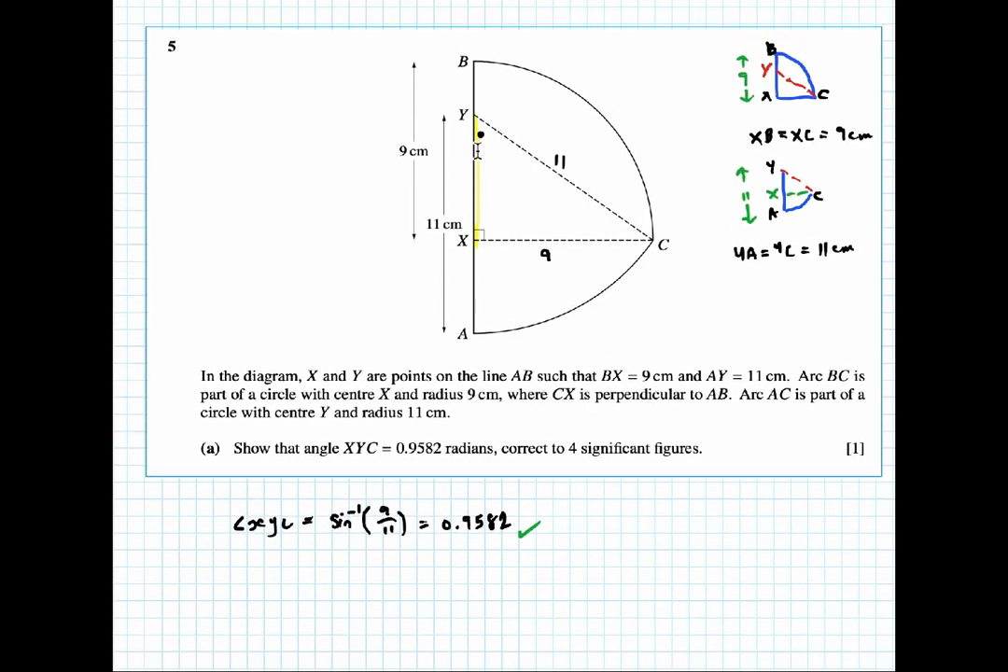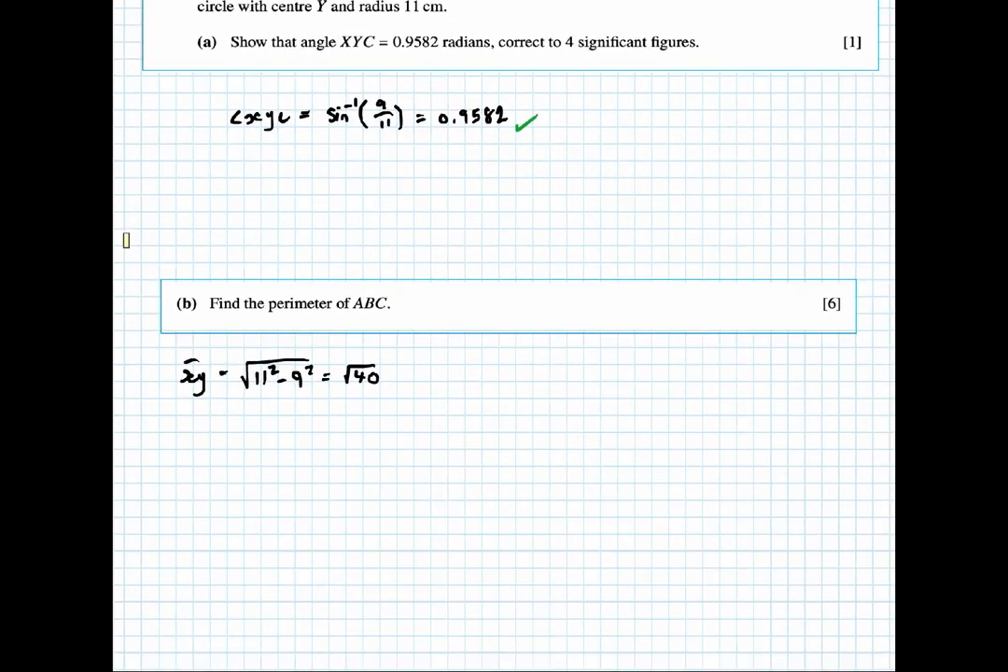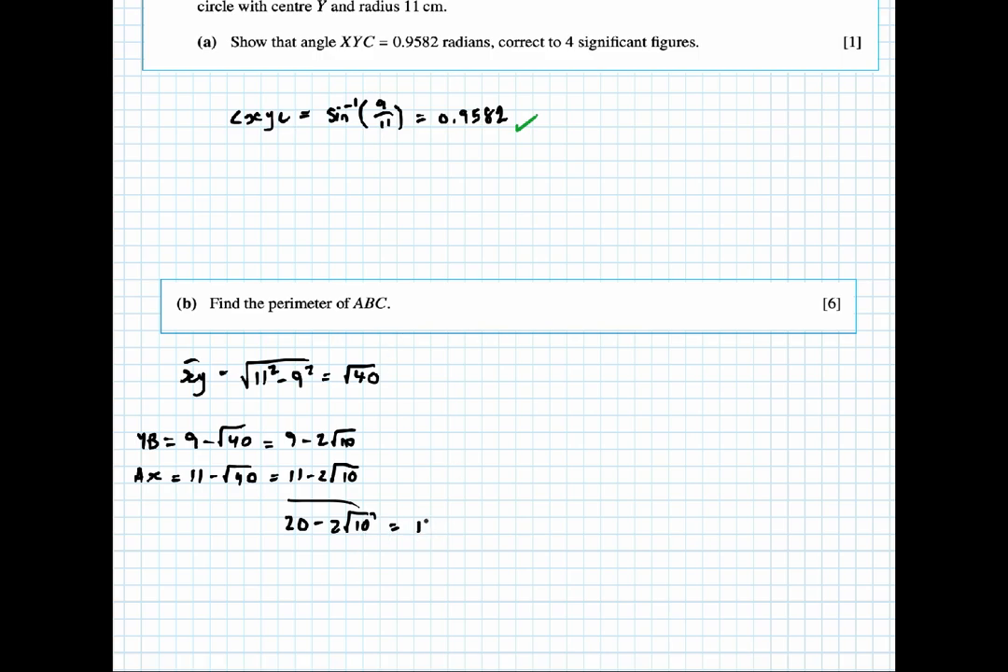And then for YB and AX, so for YB, that length there, we were going to take away our root 40 from 9. So 9 minus root 40. And then, of course, the other one will be 11. 11 minus root 40. You can simplify there as I'm doing if you want. And AX is equal to 11 minus root 40. Or root 40 is 2 root 10. Same difference. You get 20 minus 2 root 10, which can be simplified as 13.68.